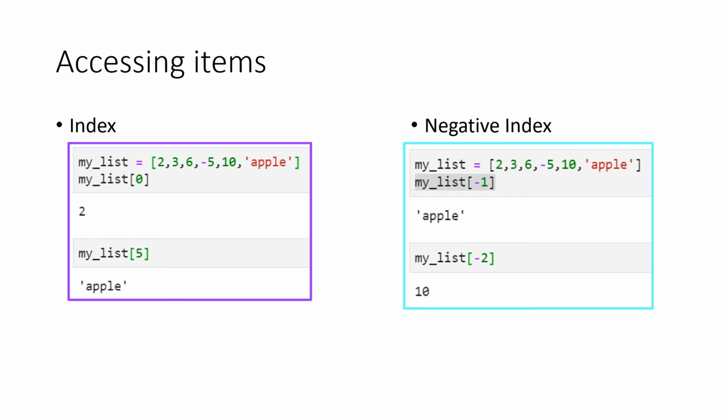Negative indexing. Negative indexing means beginning from the end. -1 refers to the last item, -2 refers to the second last item, etc.